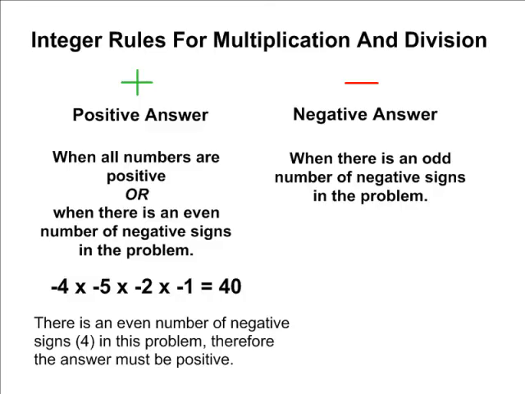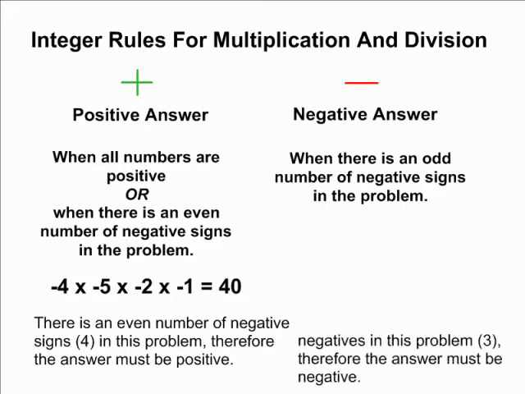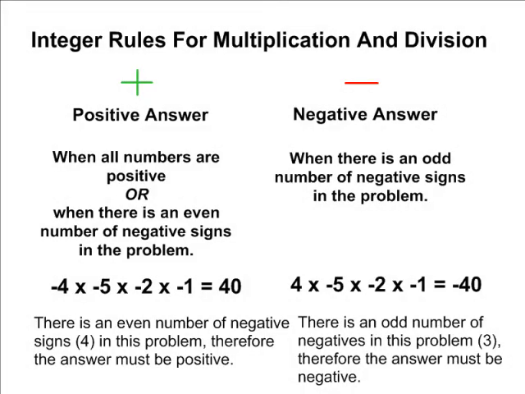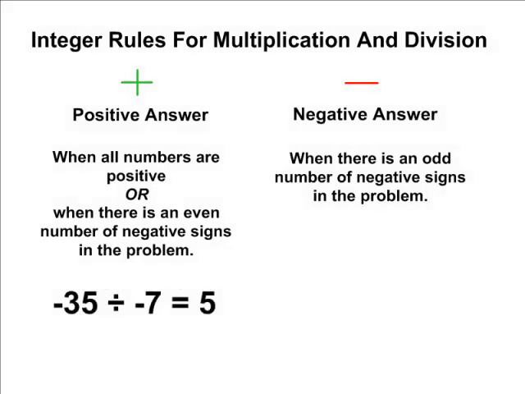And if we take a look at this next example, because we have 3 negatives in our problem, we know that our answer is going to be negative. Because we have 3 negatives and that is an odd number, we know that our answer is going to end up being negative. The same rule applies for division.